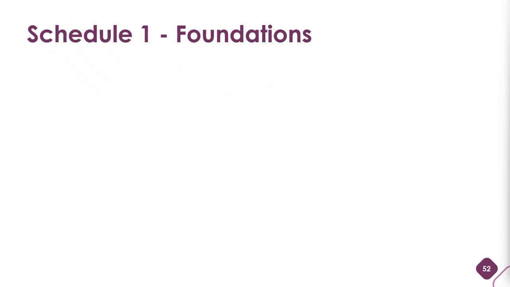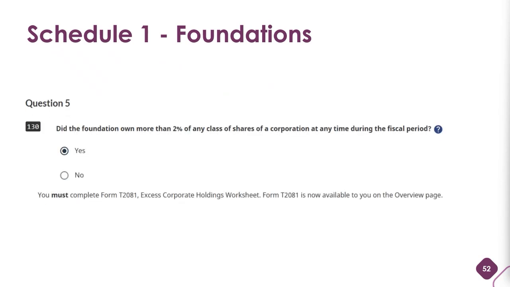Schedule 1 is a very short schedule, and it has 3 to 5 questions, depending on whether your charity is a public or private foundation. They are all yes or no questions. If the charity is a private foundation, you'll have to answer this question about owning more than 2% of any class of shares of a corporation. If you select yes, you'll see a message appear that says you have to complete Form T3010 Excess Corporate Holdings Worksheet, which will appear on your overview page.